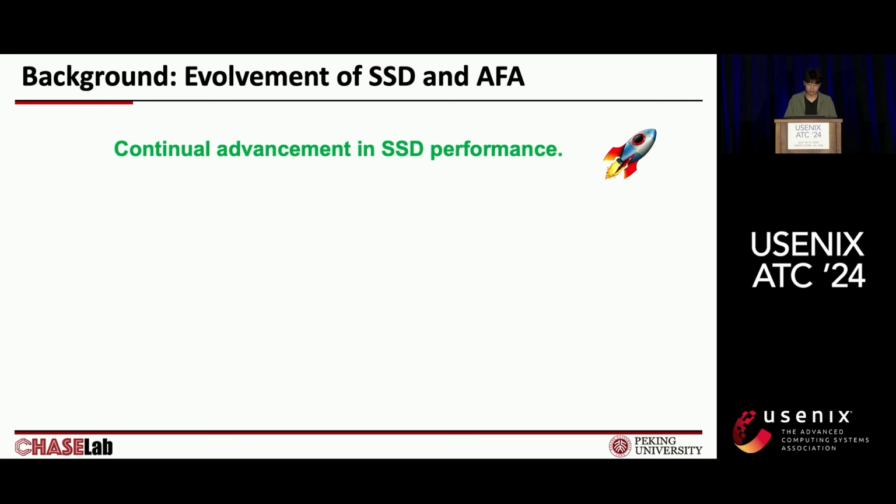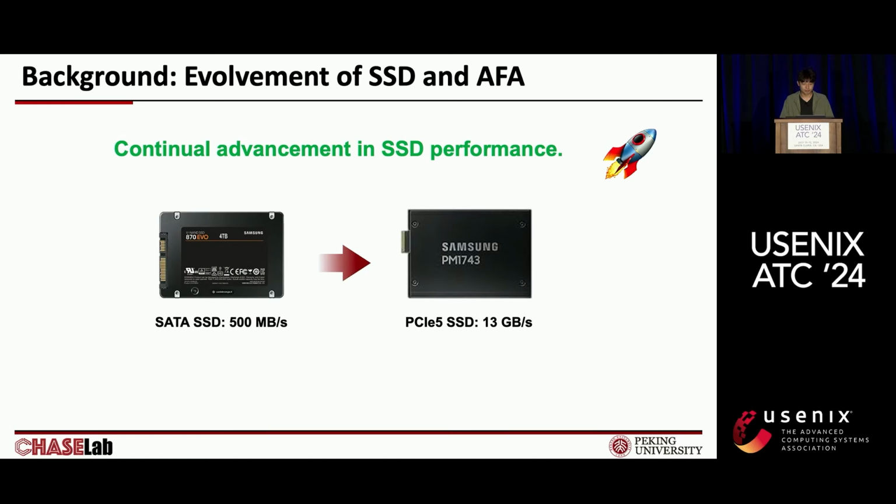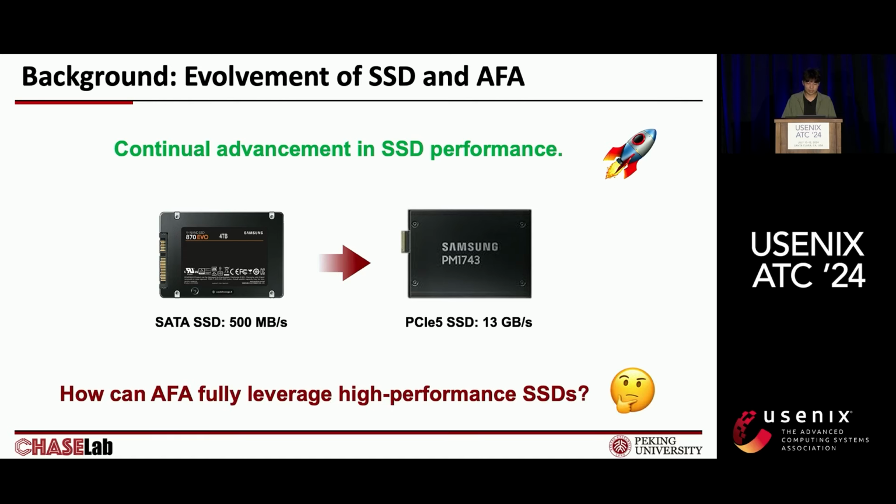However, with the continued advancement in SSD technology, current AFA risks becoming a bottleneck for future storage systems. To be precise, most AFA engines are designed for low-speed storage devices, whose maximum throughput is about 500 megabytes per second. But the bandwidth of emerging PCIe 5 SSDs can achieve 13 GB per second. So how AFA engines can better leverage these high-performance SSDs has become a critical problem in designing next-generation storage systems.